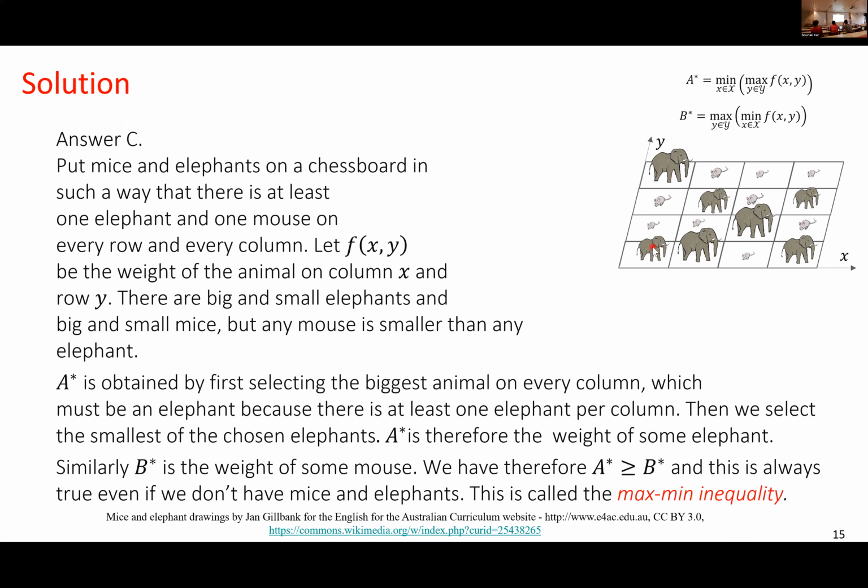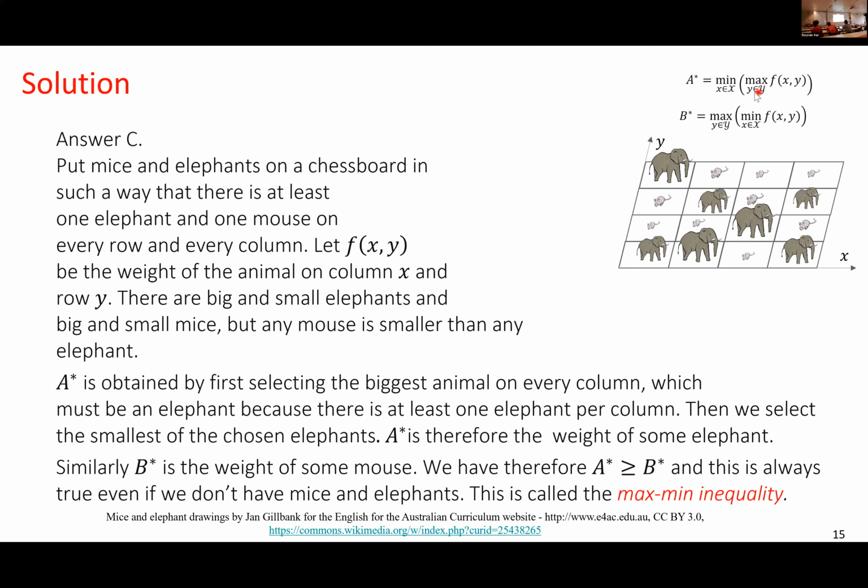And you have elephants that are small or large, and mice that are small or large. But a small elephant is always larger than a large mouse. Okay. First thing to remember. Second thing, assume there's enough of everything everywhere, so that on every row and every column, there's always at least 1 mouse and at least 1 elephant. Now let's look at our formula. F is the weight of the mass of the animal that is on this chessboard.